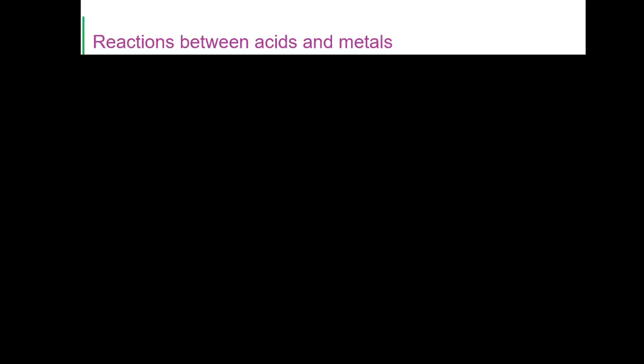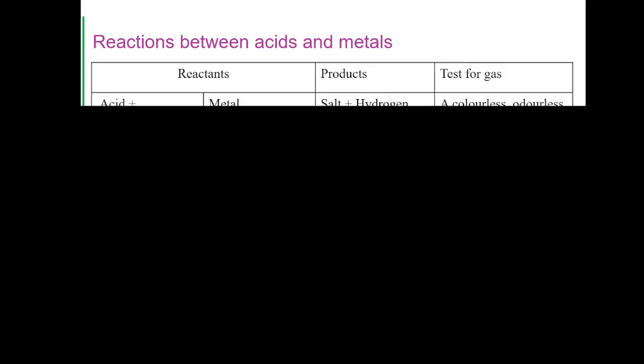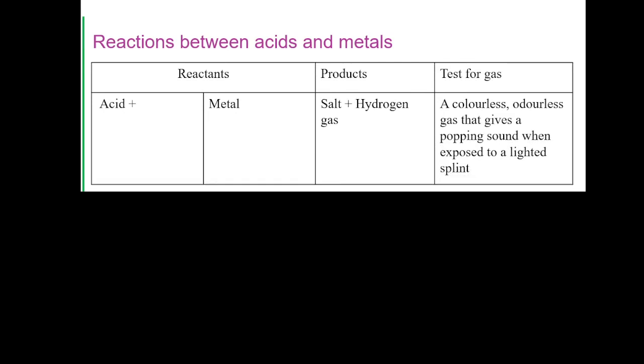Let's start by looking at reactions between acids and metals. When an acid reacts with a metal, it will form products, the products being salt and hydrogen gas. You're also going to notice in my table that there is a test for the gas. So tests for gases are very important in the subject chemistry.